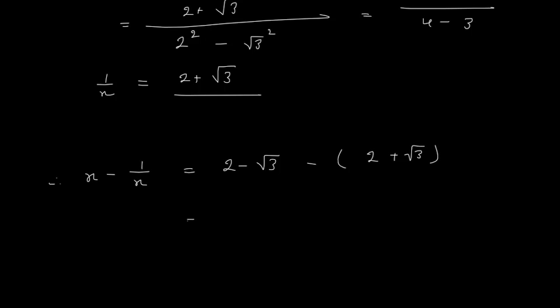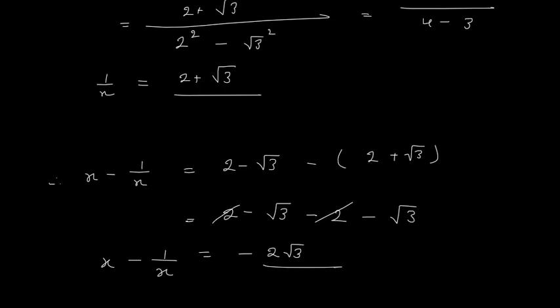So this is equal to 2 minus root 3 minus 2 minus root 3. This 2 and 2 will cancel. I have minus 2 root 3. So this is the value of x minus 1 upon x. So x minus 1 upon x is minus 2 root 3.